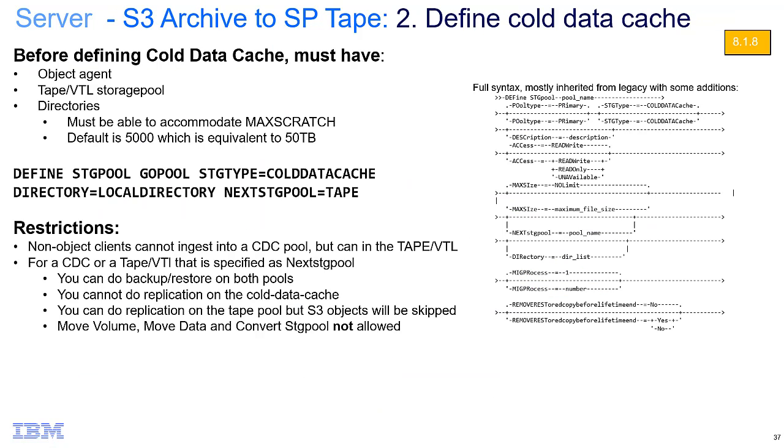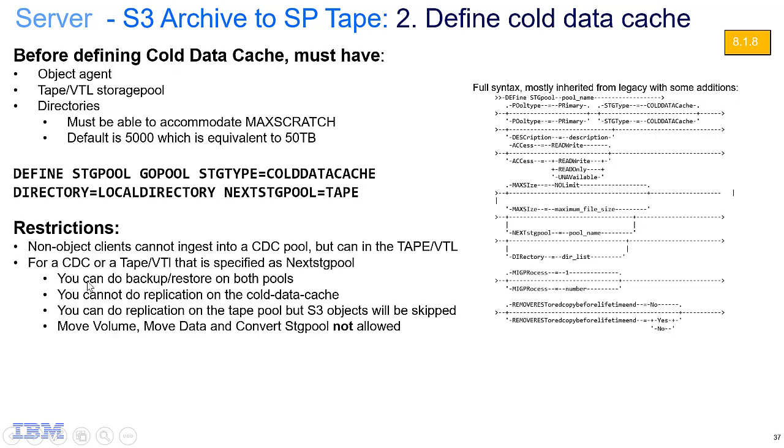Okay, so I just walked you through the Operations Center. If you wanted to do command lines, we definitely have those out there as well. So you're first of all going to have an object agent set up, a tape or VTL storage pool set up, and directories available to accommodate your cold data cache. You can then run this define storage pool command with the storage type cold data cache. So in version 8.1.8, we're introducing this new storage type of cold data cache.